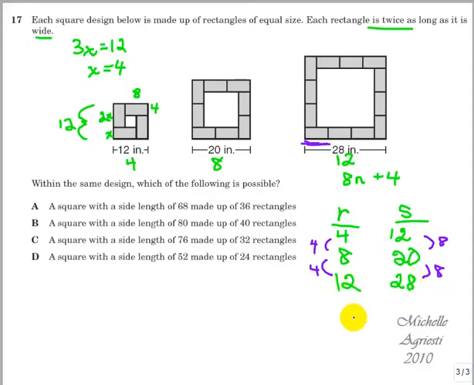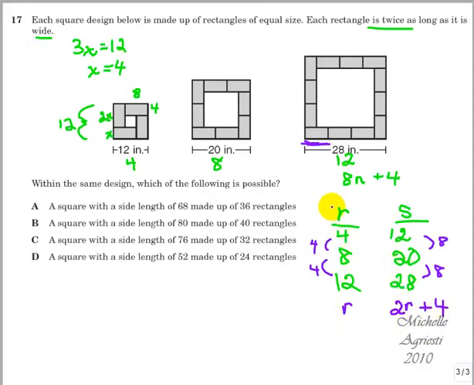Okay, so I think I found a pattern. Whatever this is, the side length is 2 times it plus 4. Two times 12 plus 4 is 28.